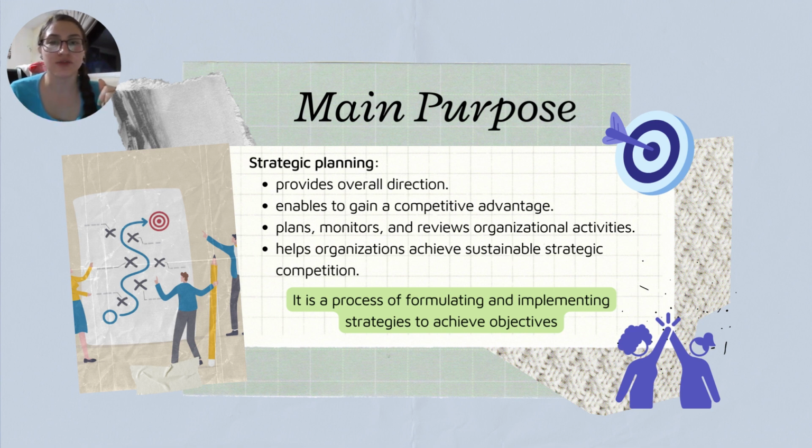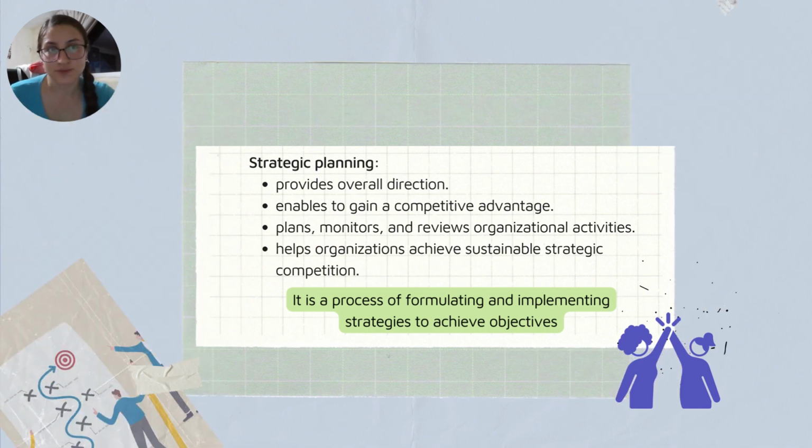Besides, it's different from other types, for example set-and-forget strategic planning, because its main functions are planning, monitoring, and reviewing organizational activities, and thus improving operational efficiency in the organization. Therefore, strategic planning helps the organization to achieve sustainable strategic competition in the market. And we can say that it's a process of formulating and implementing strategies to achieve objectives in an organization.